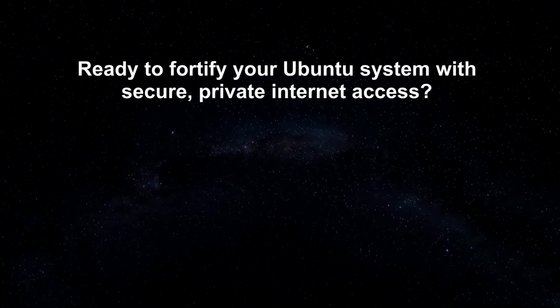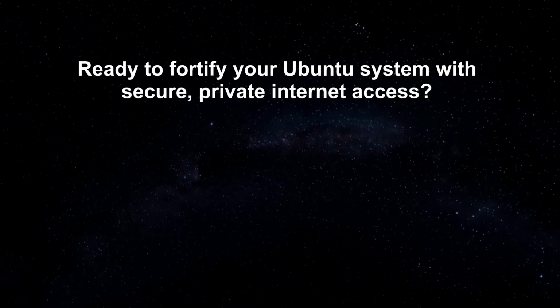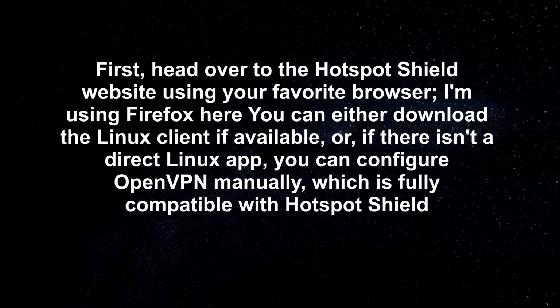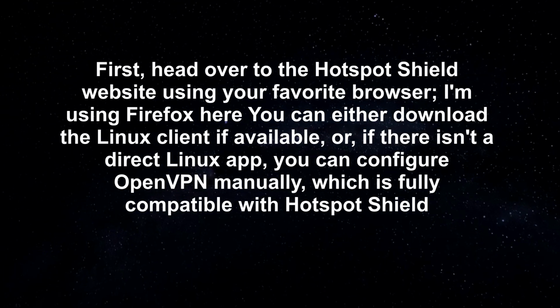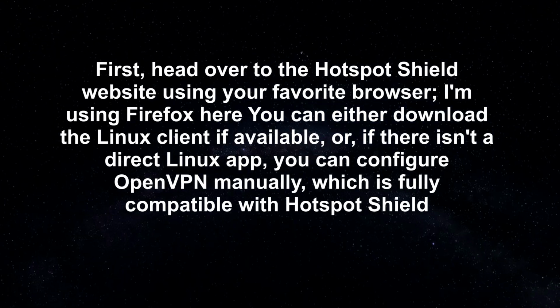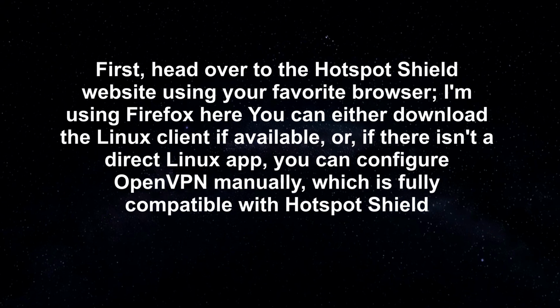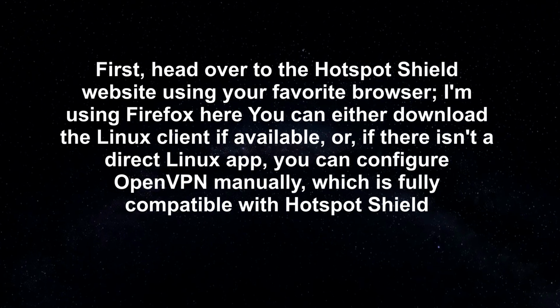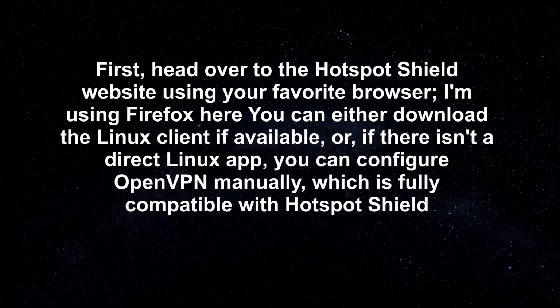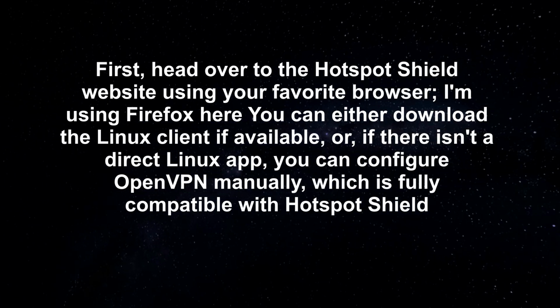Ready to fortify your Ubuntu system with secure, private internet access? First, head over to the Hotspot Shield website using your favorite browser. I'm using Firefox here. You can either download the Linux client if available, or if there isn't a direct Linux app, you can configure OpenVPN manually, which is fully compatible with Hotspot Shield.